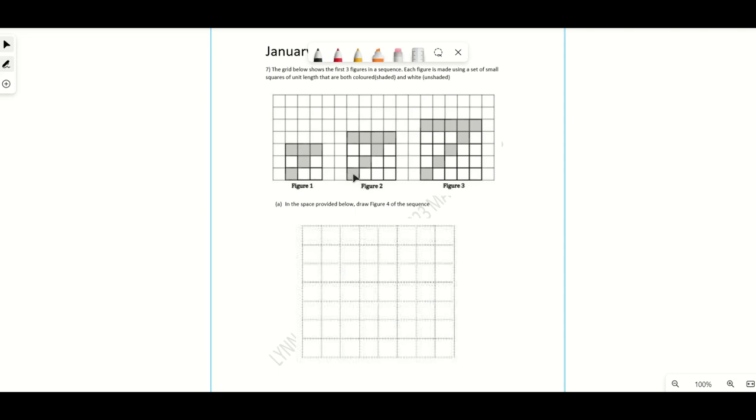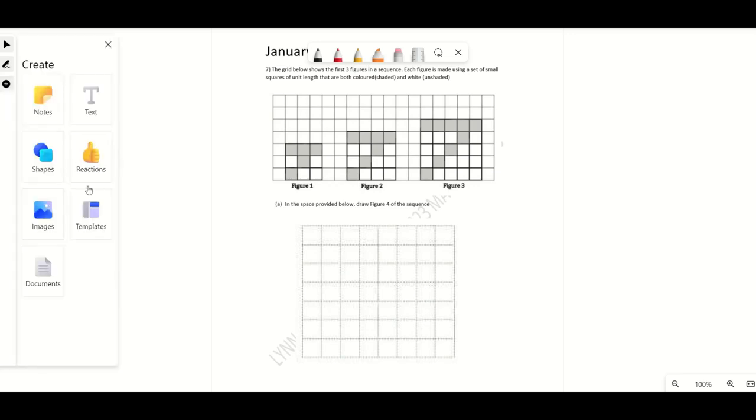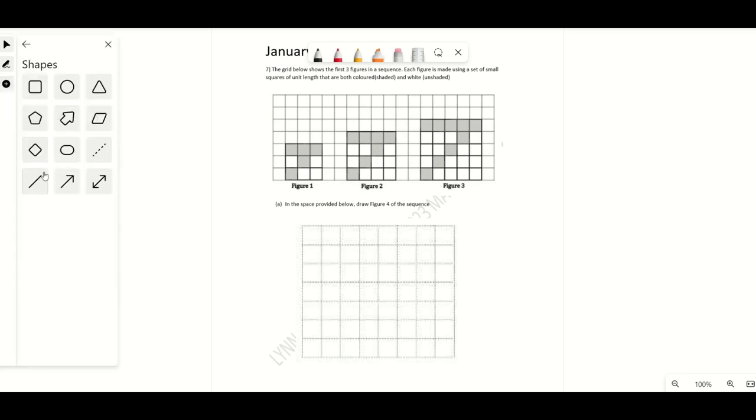Figure 2 is, we can see the black lines. It's 1, 2, 3, 4 by 1, 2, 3, 4. And then figure 3 would be 5 by 5. So obviously, figure 4 will be increasing by 1. So it will be 6 by 6. So let's count 6. 1, 2, 3, 4, 5, 6. Right? And then we're going to go up again.